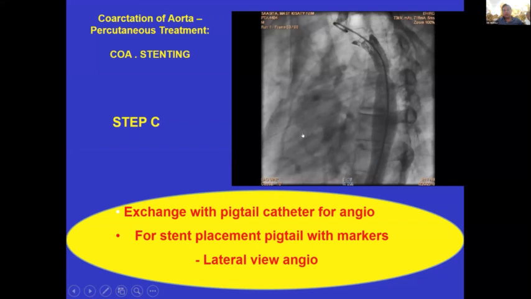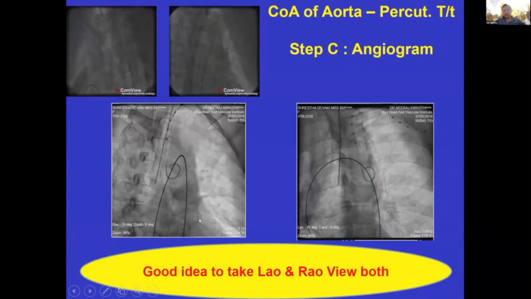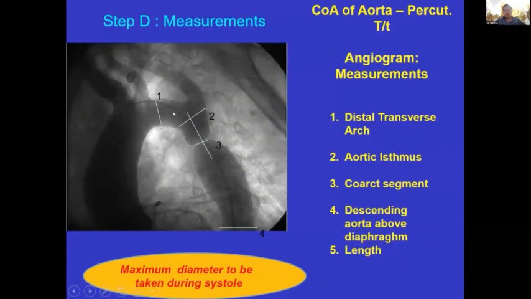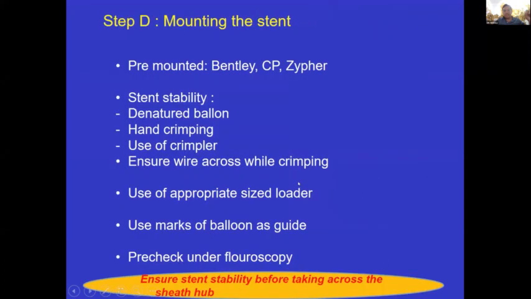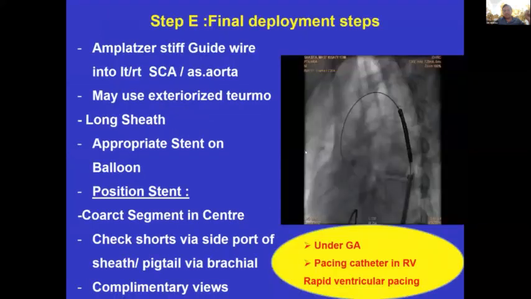And of course, two views are always the idea whenever planning for an angiogram. The measurements of the transverse arch and the aorta are a very good idea, and they decide the type of stent that we use. Next comes the choice of whether I'm using a pre-covered stent or a covered stent, and how to mount the stents.